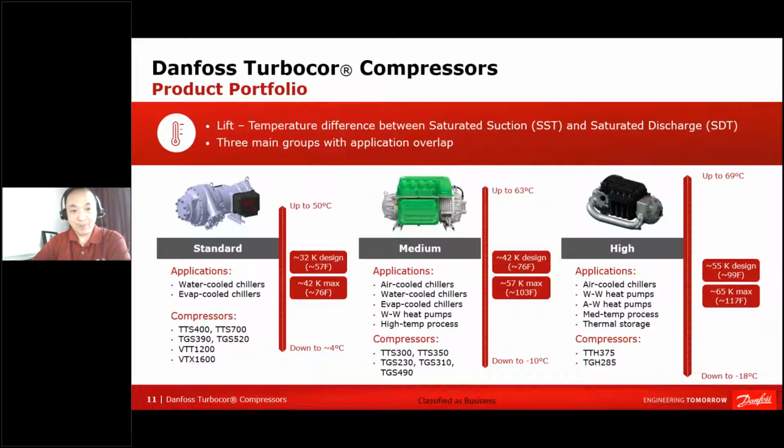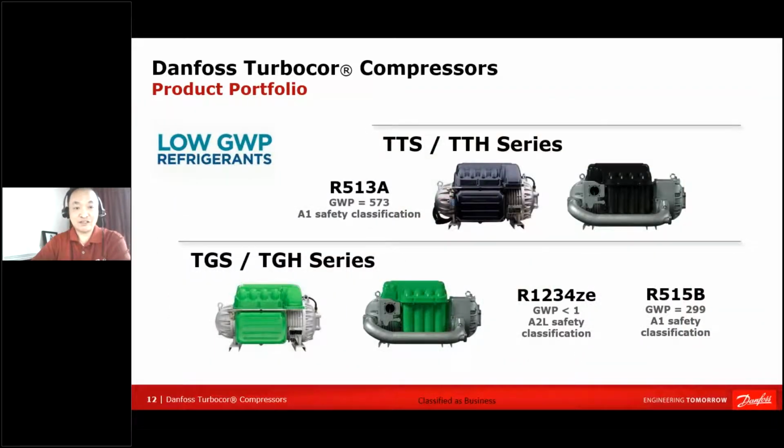process application. So the next thing to consider is that we also offer a complete line of refrigerants to help in our initiative to reduce the effects of global warming. We offer a complete line of low GWP refrigerants from our TT series that utilize low GWP refrigerant R513A, which offers a GWP of 573, as well as an A1 safety classification for customers or installations that do not allow A2L type of refrigerants. Our TG line of compressors offers two different types of low GWP refrigerants, from R1234ZE, which offers a near zero GWP level, to our latest refrigerant offering called R515B, which is a new refrigerant offering a low GWP of 299, along with an A1 safety classification.